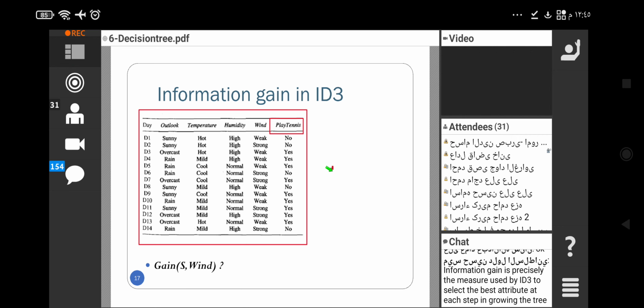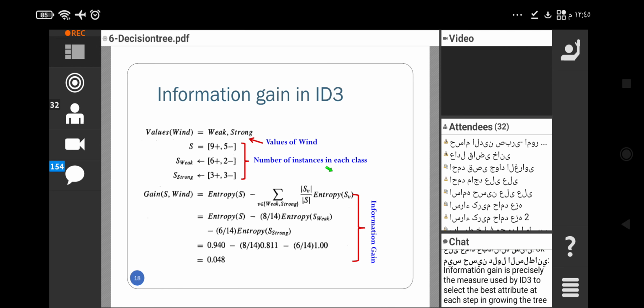Yes, information gain is the measure used by ID3 to select the best attribute. Yes, I said this in the previous slide. Okay, look at this example. We want to calculate the gain of feature wind. Okay, listen carefully to this example so you see how we calculate the information gain.